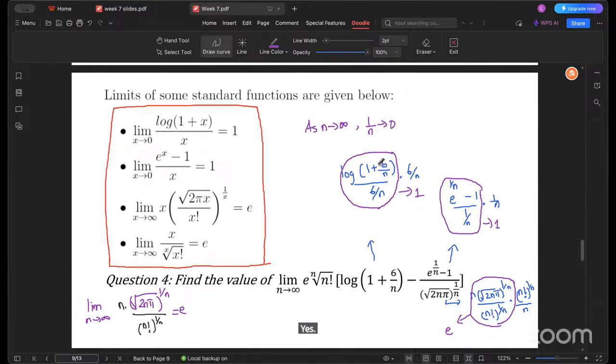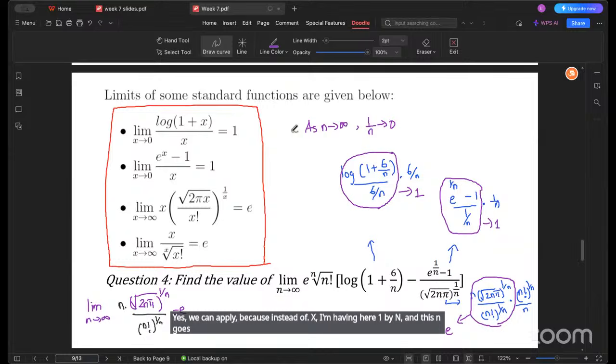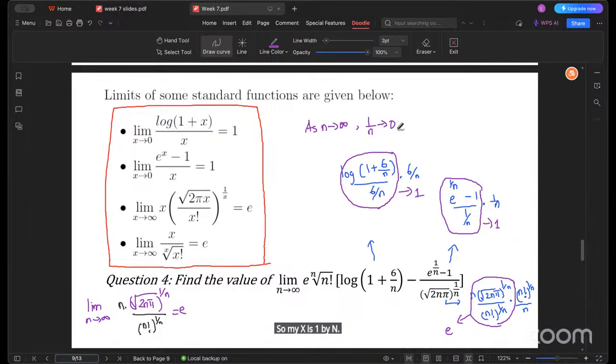Yes, we can apply it, because instead of x, I'm having here 1 by n, and n going to infinity is the same as 1 by n going to 0. So my x is 1 by n, and it goes to 0. So in this formula, we basically reciprocate. We are saying that we take x equal to 1 by n. And you know that this is already going to 0 only. In fact, I can put 6 by n also. Clear? So you basically reciprocate.